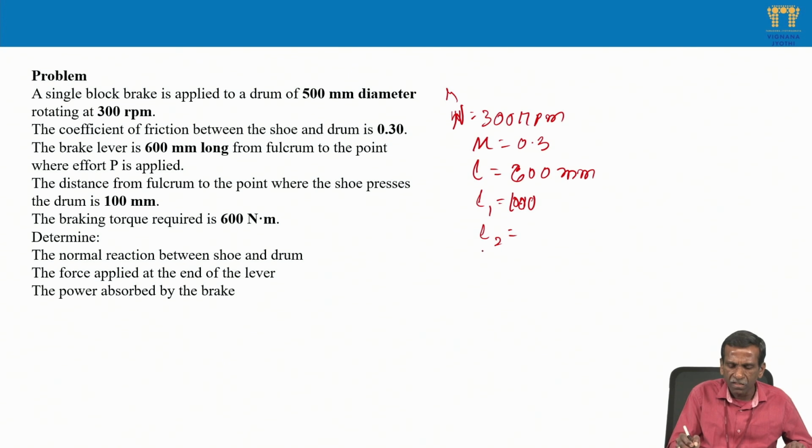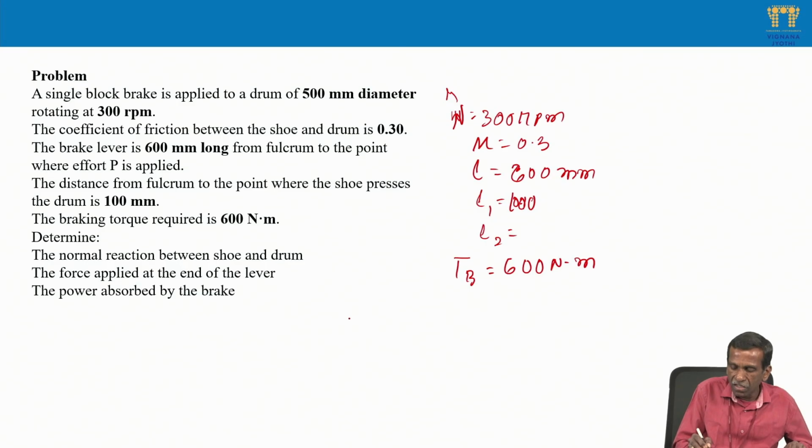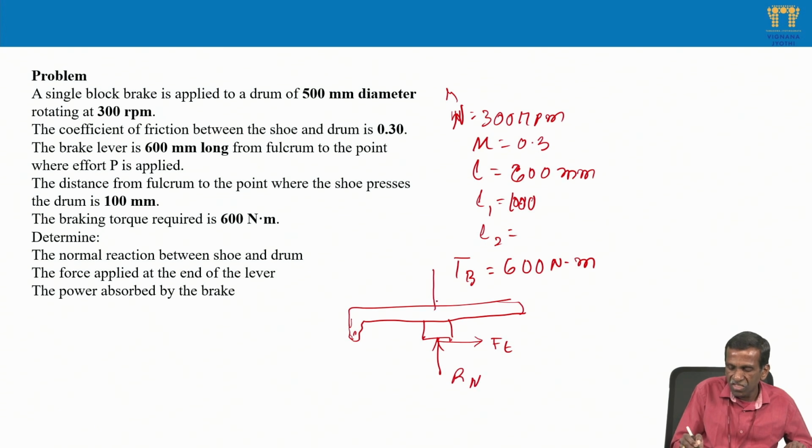Then the braking torque required is given directly as 600 newton meter. Then you need to determine the normal reaction. For this, it is better to draw the configuration diagram. Whichever case you assume, here the particular case is not mentioned, whether the pivot is above or below the frictional force, so each case you have to verify. This is Ft, the frictional force, and Rn. The total is 600, this is 100 given, and this is 500.